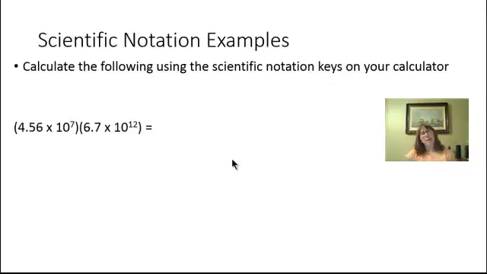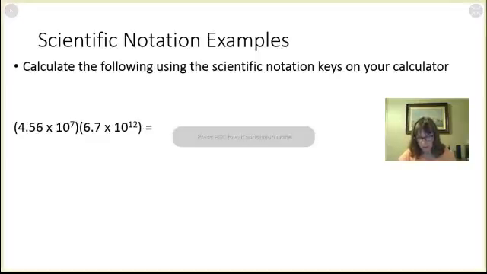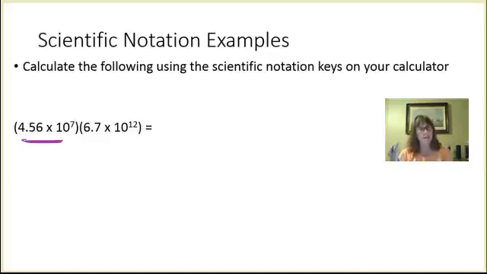One thing I need to mention, to make sure we're all on the same page before I pull up my example: do you see here's a number in scientific notation, 4.56 times 10 to the 7th, and here's another number in scientific notation, 6.7 times 10 raised to the 12th power. So we have two numbers. The thing that's a little bit different here is we've got them in big parentheses.